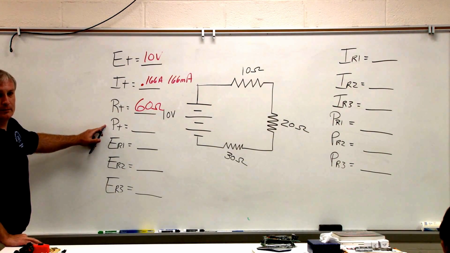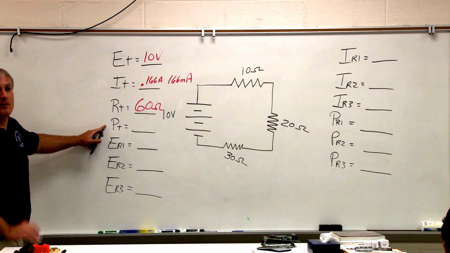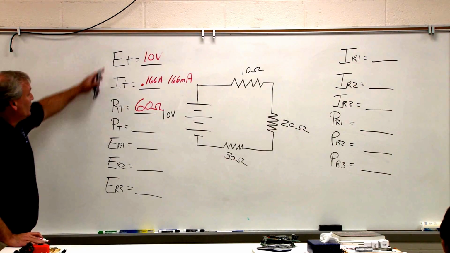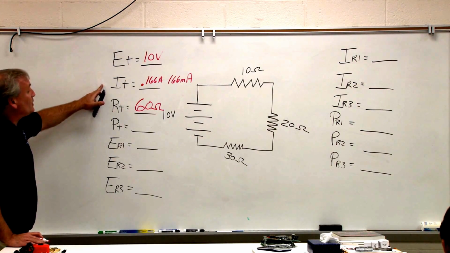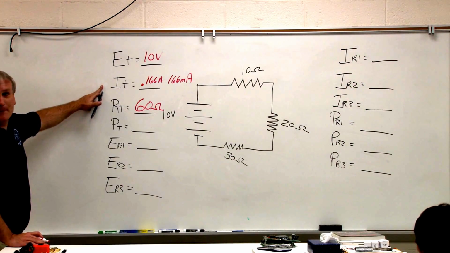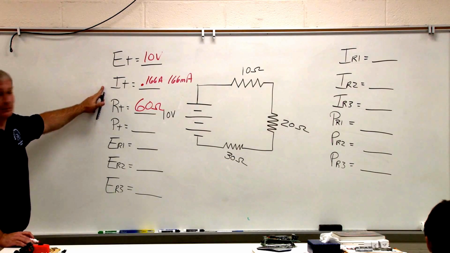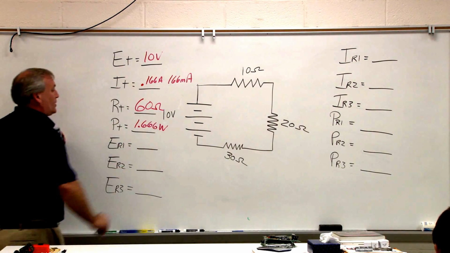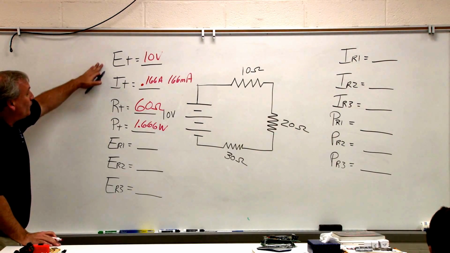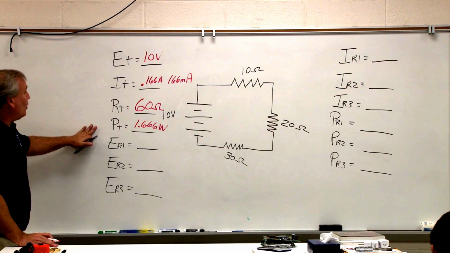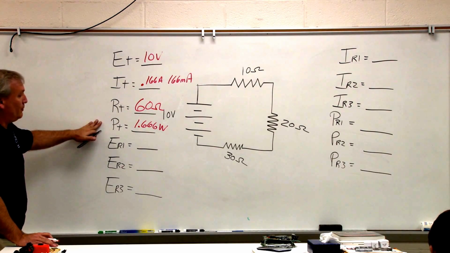Okay, E times, I'm trying to remember. I times E equals P. Very good. Power is volts times amps, I times E or E times I. So we're going to take 10 volts, times it by 0.166 amps, and what do we come up with? 1.666 watts. Our 4 main parameters have been solved. We've used Ohm's law, came up with E total, I total, R total, and P total.